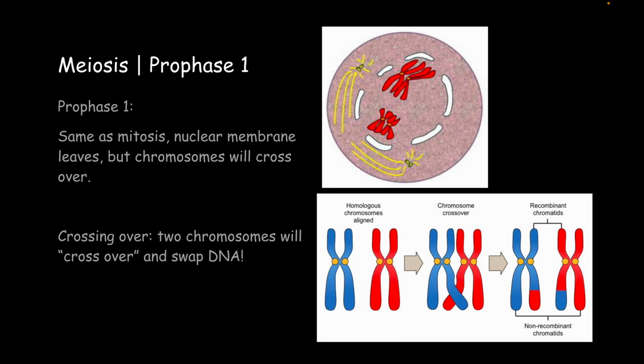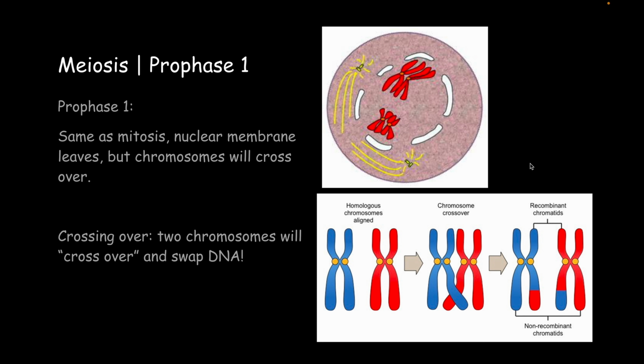Now we have meiosis. Something we should know, I probably should have put a slide for this: meiosis does PMAT twice, PMAT-C twice. This is so we get 4 haploid daughter cells. We'll get to that a little later. But we have prophase 1, same thing as last time. The nuclear membrane leaves, and chromosomes are going to actually cross over here. What is crossing over? It's confusing at first, but just keep it in your brain how this works.